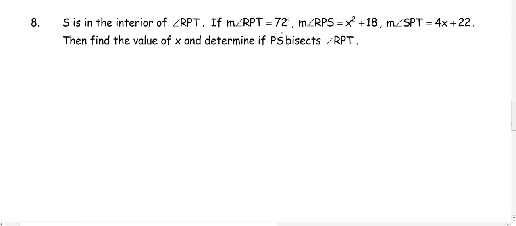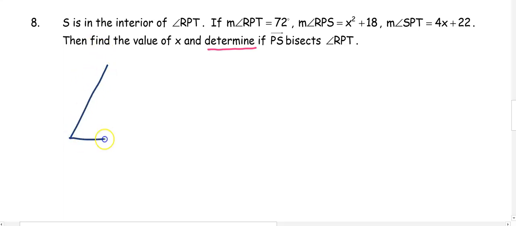Number 8, S is on the interior of angle RPT. If the measure of RPT is 72 degrees, the measure of RPS is x squared plus 18, and the measure of SPT is 4x plus 22. Find the value of x and determine if PS is a bisector. So right now, we're determining. We don't know if it's true or not. So we have to assume that it's not to begin.